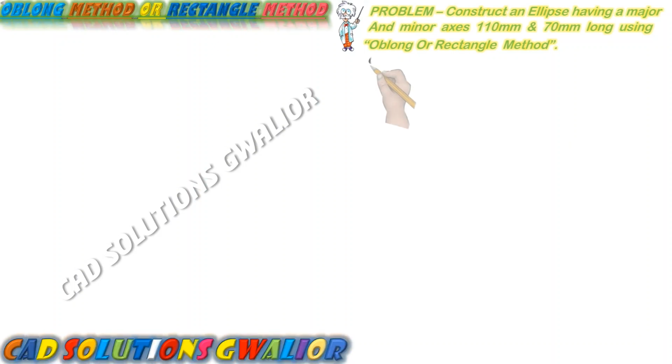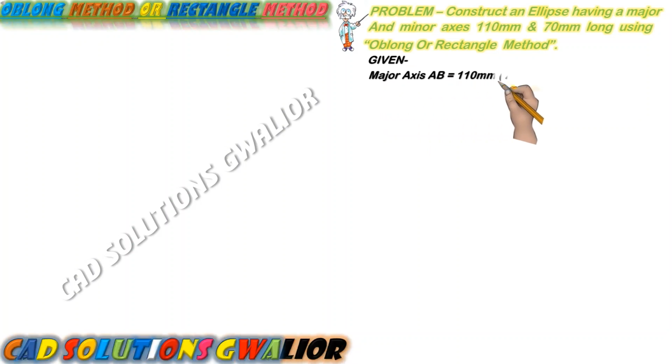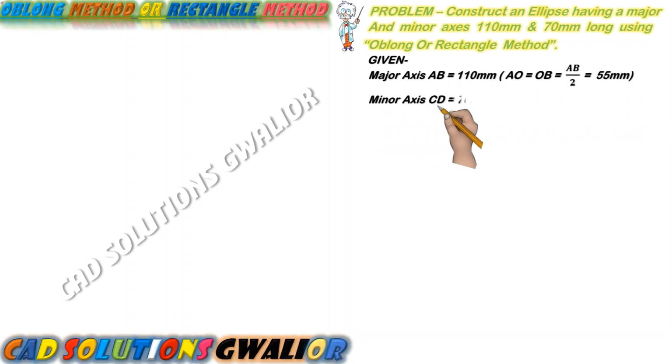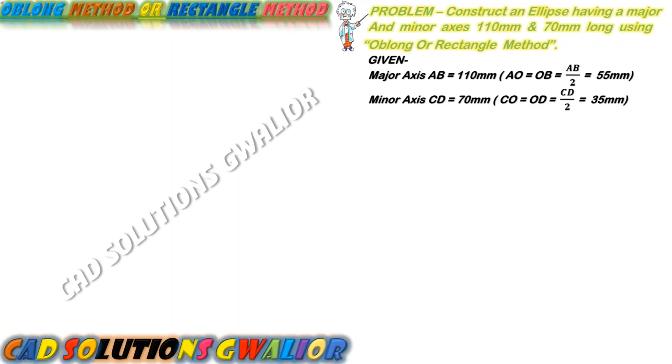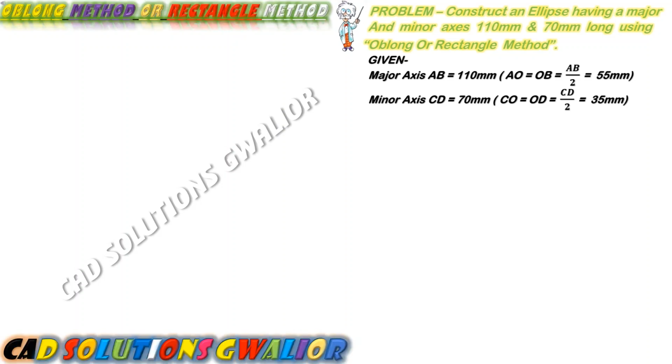In the given parameters we have the major axis 110 mm, which is represented by AB, and the minor axis 70 mm, which is represented by CD. After writing the given parameters, to draw the ellipse, first draw a 110 mm long major axis AB with the help of the roller scale.